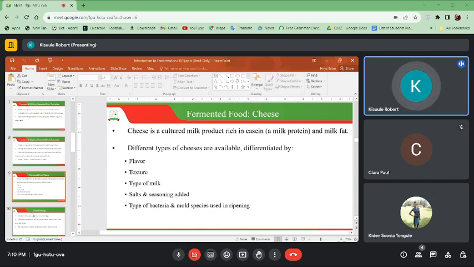Yes, so for fermented food, we look at cheese, and we are saying cheese is a cultured milk product rich in casein. Casein is the milk protein, and also milk fat. So when someone talks of casein, you should have your mind on it being the milk protein. However, when we talk of the carbohydrate part of milk, we talk about lactose. I hope you get that one clearly.